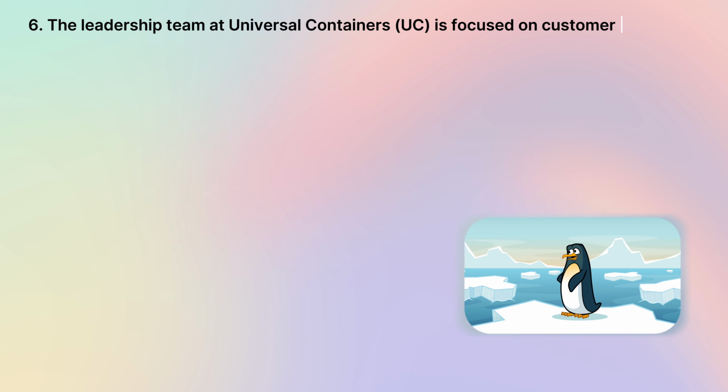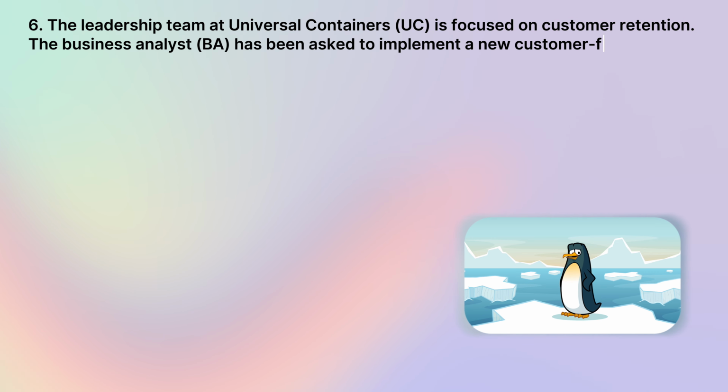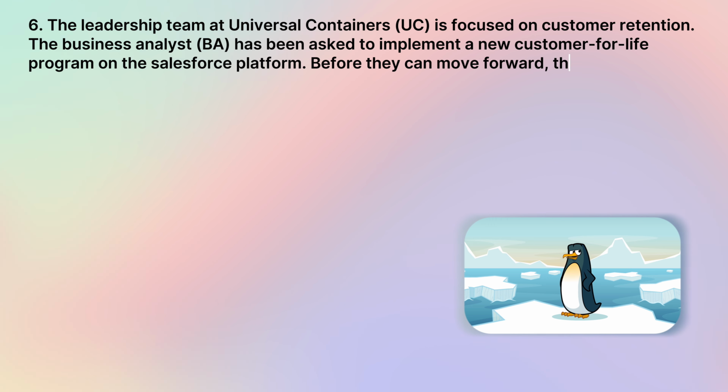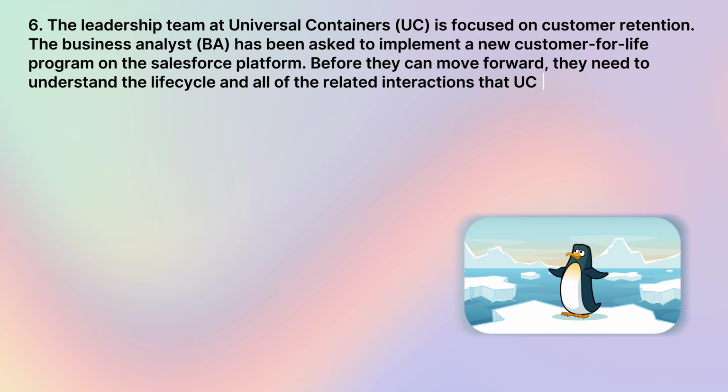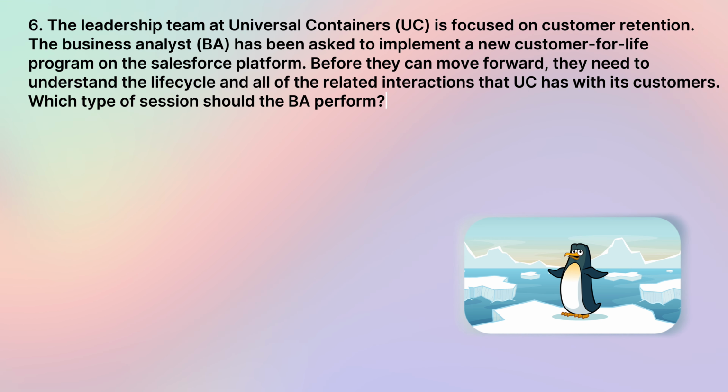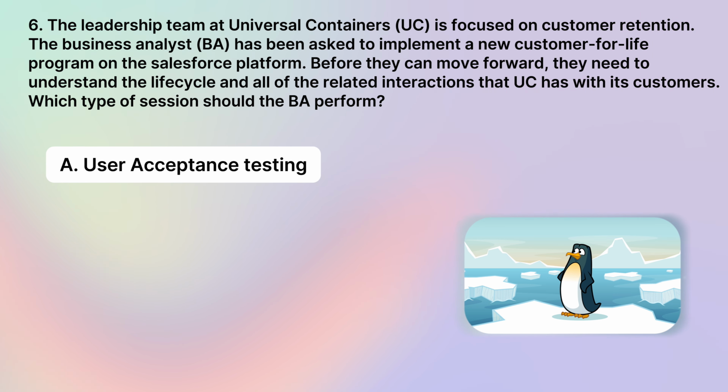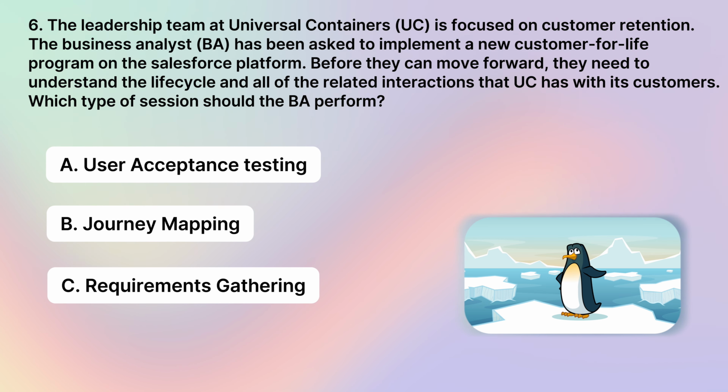Question 6. The leadership team at Universal Containers, UC, is focused on customer retention. The business analyst, BA, has been asked to implement a new Customer for Life program on the Salesforce platform. Before they can move forward, they need to understand the life cycle and all of the related interactions that UC has with its customers. Which type of session should the BA perform? A. User acceptance testing. B. Journey mapping. C. Requirements gathering.